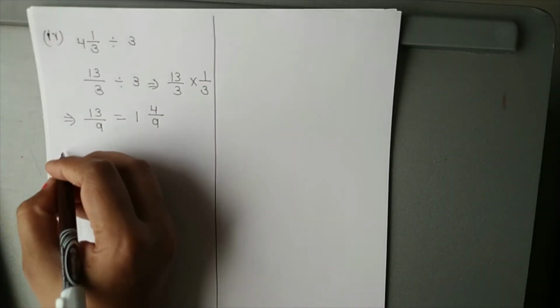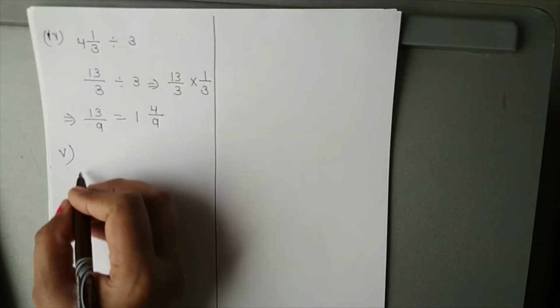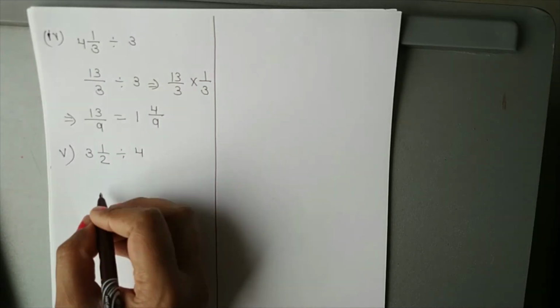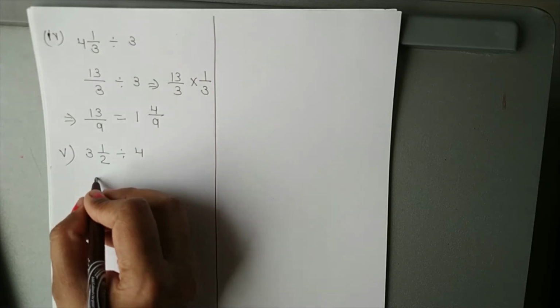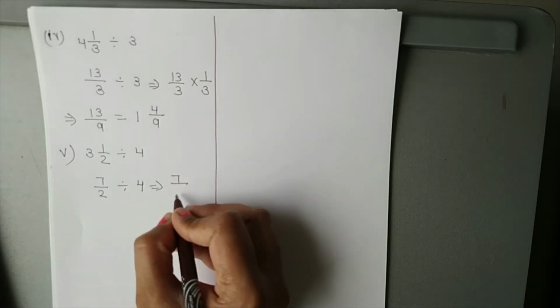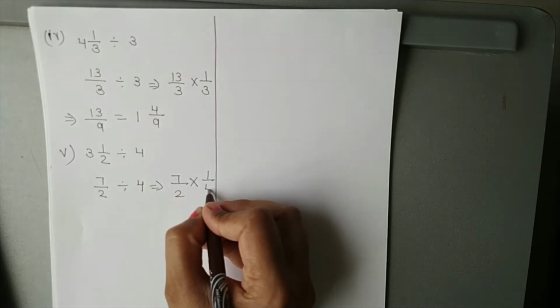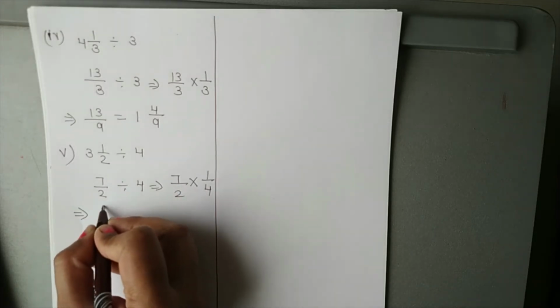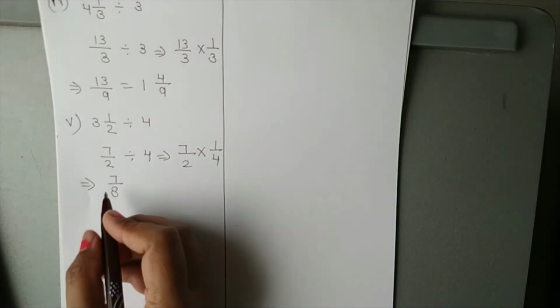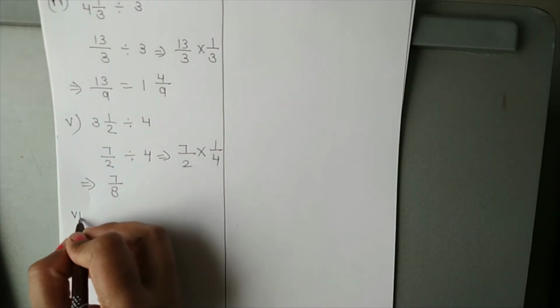Now fifth one, 3 1 by 2 divided by 4. So it will be 7 upon 2 divided by 4, then 7 upon 2 multiply by 1 upon 4, so it will be 7 upon 8. It can't be converted into mixed. Why? It is proper. Okay.